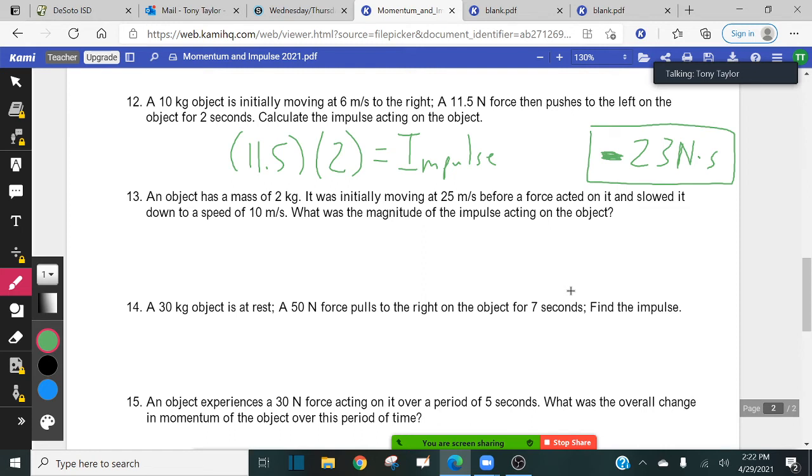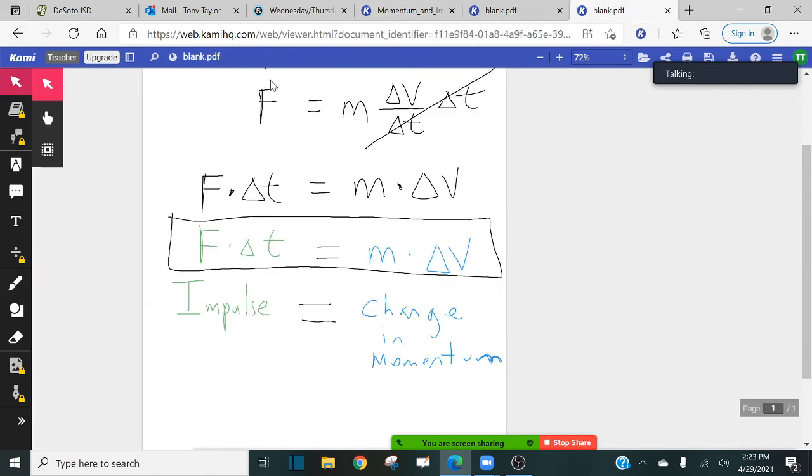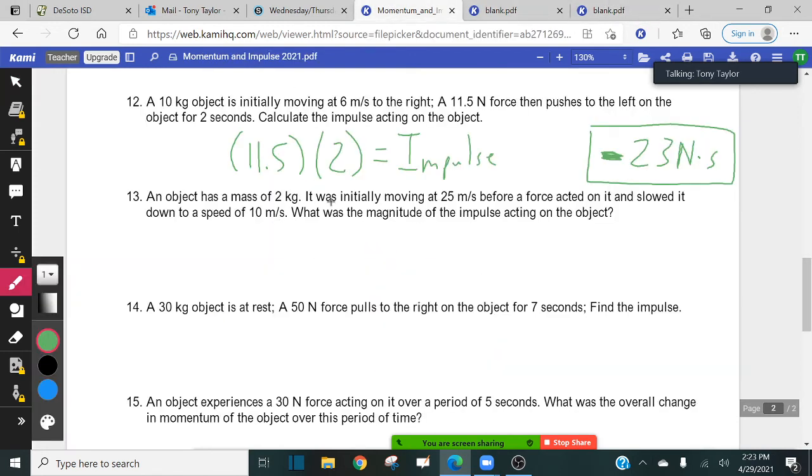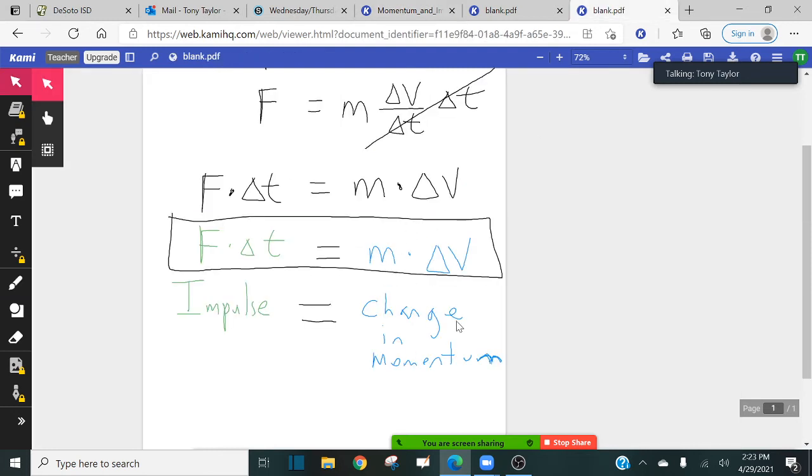Number 13 says an object has a mass of 2 kilograms. It was initially moving at 25 meters per second before a force acting on it slowed it down to 10 meters per second. What was the magnitude of the impulse acting on the object? Okay. Well, guys, in order to calculate impulse, we need force and time. However, they don't give us force and time. But look at what they do give us. They do give us enough information to calculate change in momentum.